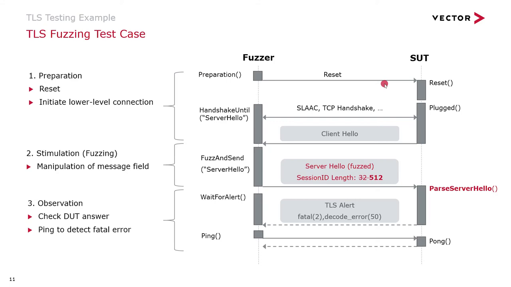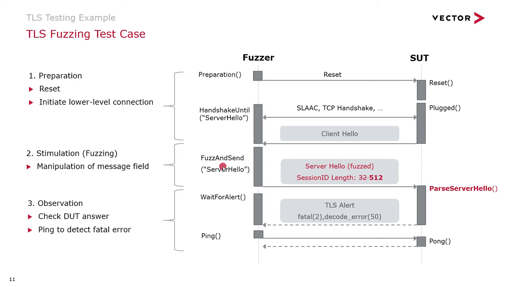First, if we think about such charging communication, we maybe want to reset our system under test. So we reset it and we simulate a nice environment with other ECUs for it. Then we simulate that the plug is plugged in, and the system under test will start to initiate a TCP handshake with us, and our fuzzer waits until it receives the client hello from our system under test. The preparation stage is then done, and we go to the stimulation.